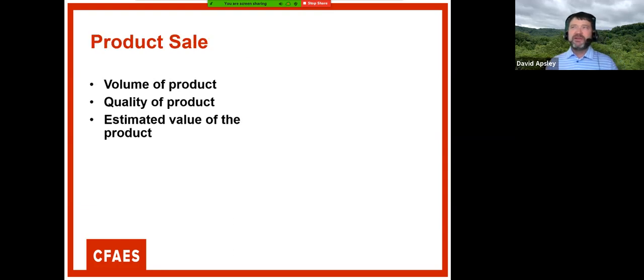But for a product sale, we really need to know the volume of the product we're selling. And then we also need to know quality, which we won't have time to discuss much today. We were hoping to do that in our all-day Day in the Woods program, and then to estimate the value of the product.